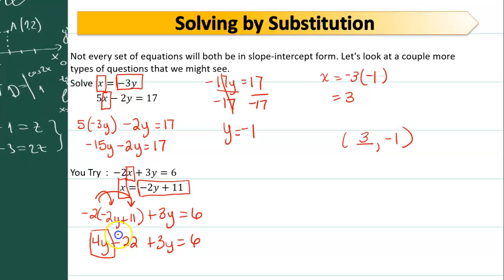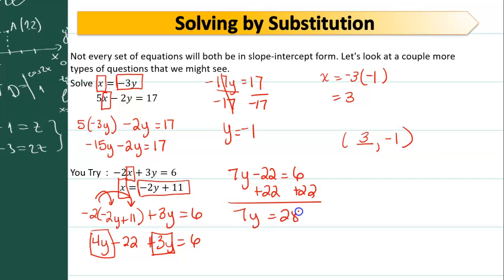You should have noticed that you had some like terms here. The 4y and the 3y can combine to make 7y. We bring down the minus 22, bring down the 6. We're going to add 22 to each side to get the constants on the same side. So 7y equals 6 plus 22, which is 28. We want to isolate y by dividing both sides by 7. So y is 4. So remember, you've got half of your answer here.